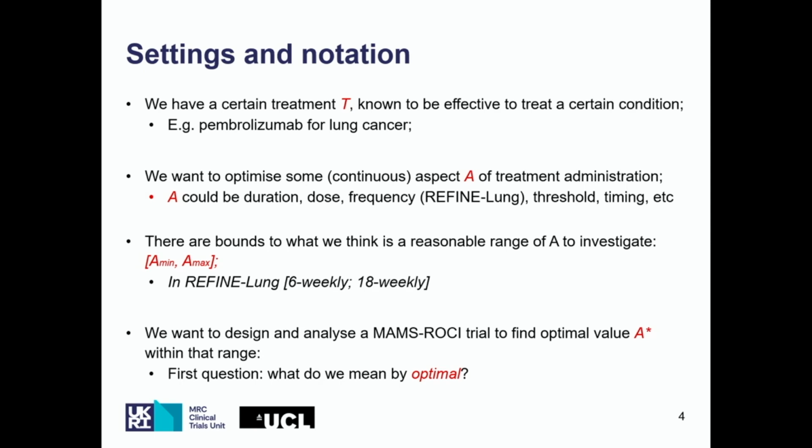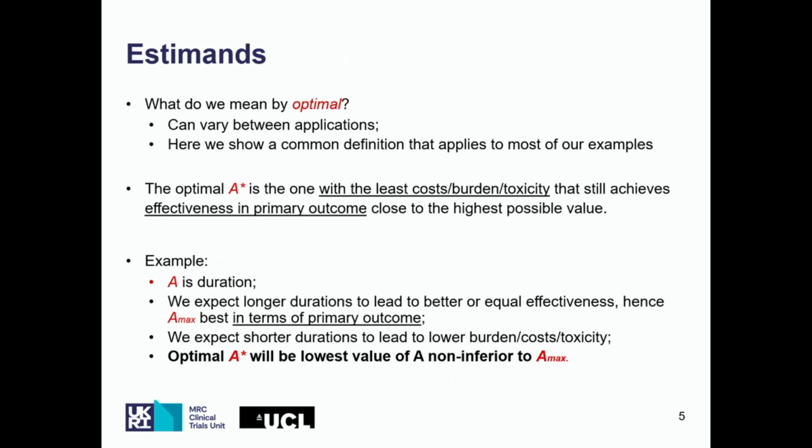And also, we want to design and analyze a MAMS-ROCI trial whenever we want to find the optimal value A star that falls within this range between A min and A max. So the first question, of course, is what do we actually mean by optimal? And so this is basically an estimand question. So it's a question about what we precisely want to ask, what question precisely we want to answer with our trial.